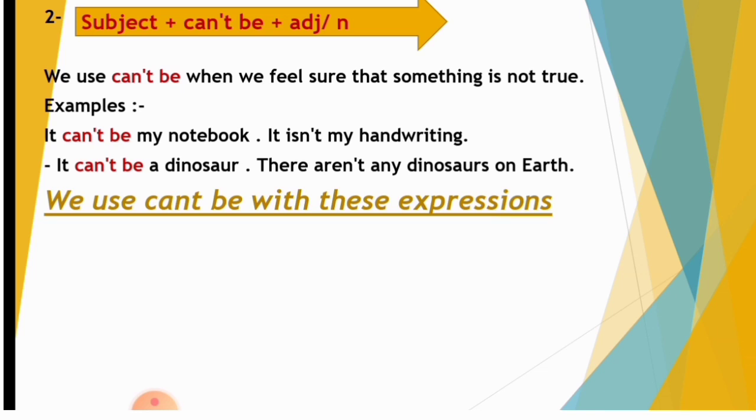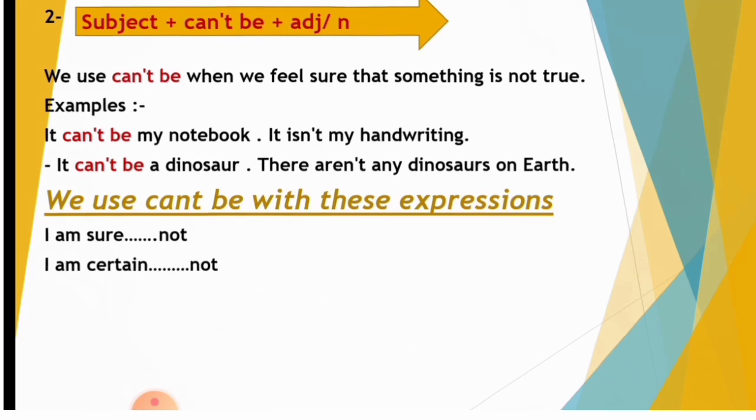We have some expressions that are equal in meaning to can't be. We use can't be with these expressions: I'm sure not, I'm certain not.